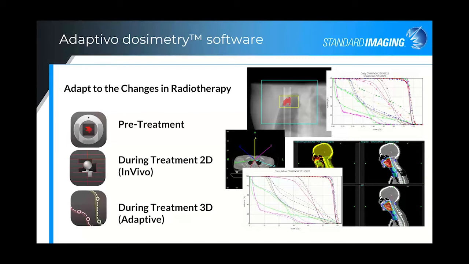Before I focus on some case studies, I will provide a brief overview of the modules in Adaptivo. So there are 3 modules: pre-treatment, during treatment 2D in Vivo, and during treatment 3D, which we refer to as adaptive. I have cases to share later showing use of both the 2D in Vivo and 3D adaptive modules being used to determine if replan is required.